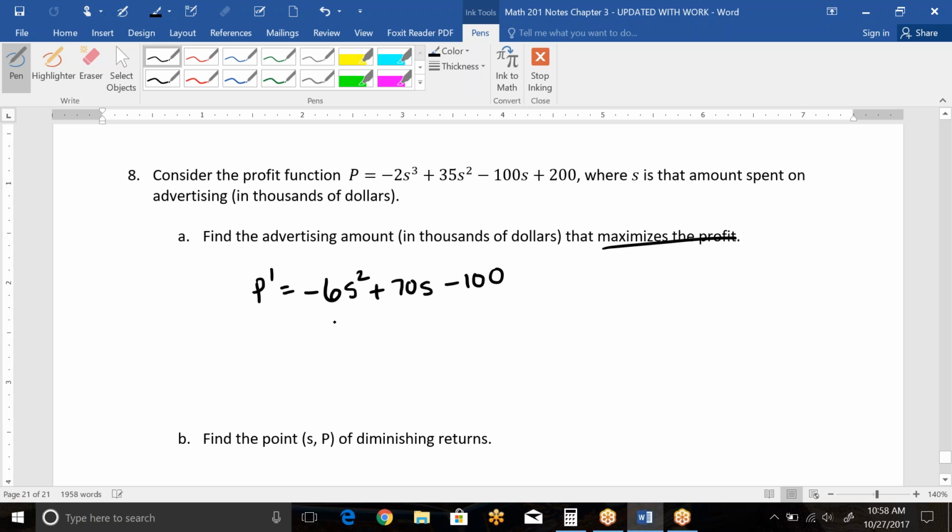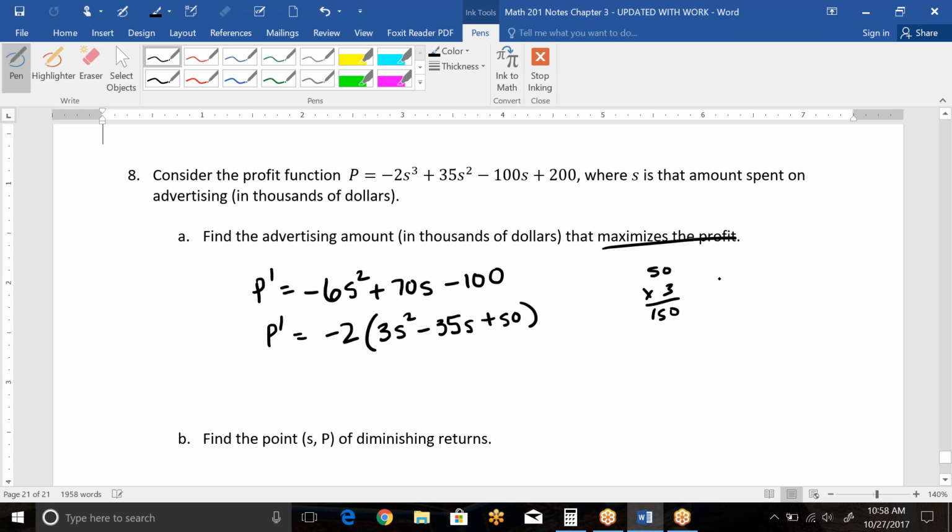And then we would need to, we could actually do a second derivative test as well if we wanted to. We will do the second derivative in a minute, but let's see if we can solve this. I believe I can pull out a negative 2 out of all of them. So that'd be negative 2 times 3s squared minus 35s plus 50. Then we try to do factor by grouping.